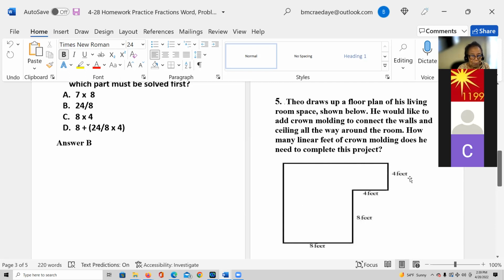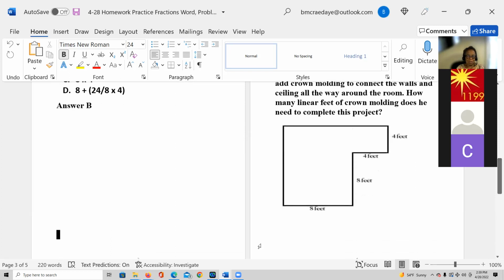you can add those up and get the perimeter. Now, he would like to add crown molding to connect the walls and ceiling all the way around the room. In other words, he wants crown molding all the way around the room, okay? This whole figure right here. This side, this side, this side, this side, this side, and the bottom. How many linear feet of crown molding does he need to complete this project?